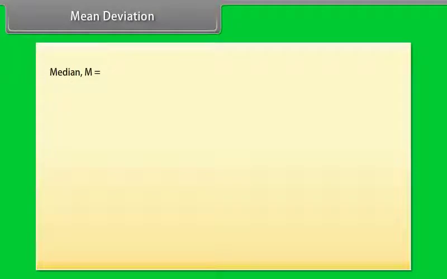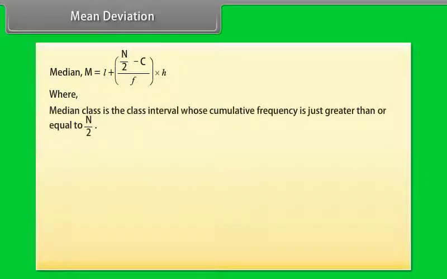Mean deviation about median. First, we find the median through the formula given below: lower limit plus the difference between N upon 2 and the cumulative frequency of the class just preceding the median class, divided by f, multiplied by h, where the median class is the class interval whose cumulative frequency is just greater than or equal to N upon 2. N is the sum of frequencies.